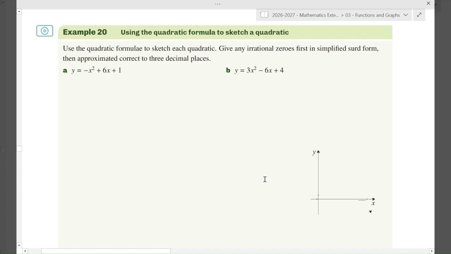So we are going to use the quadratic formula to sketch a quadratic. As I have mentioned, the first thing you are going to do is the discriminant.